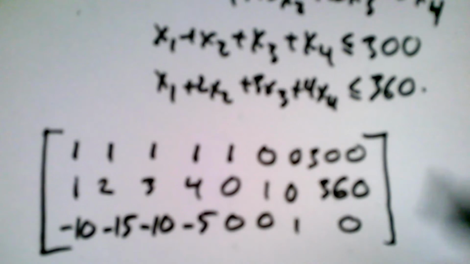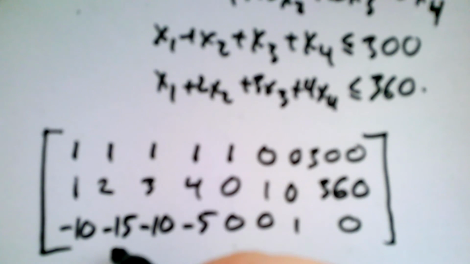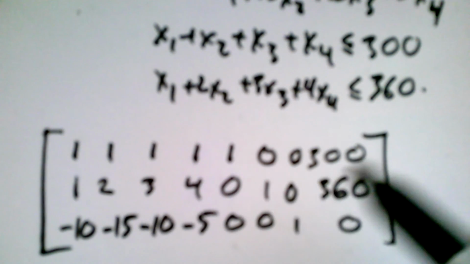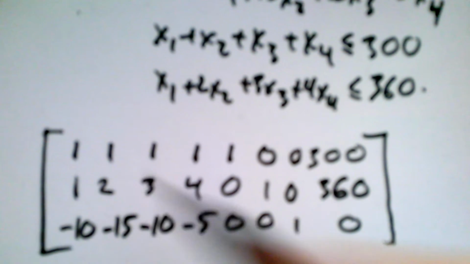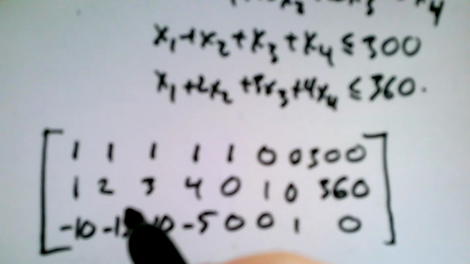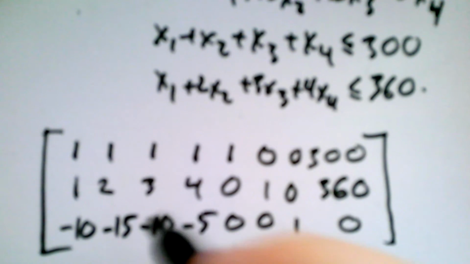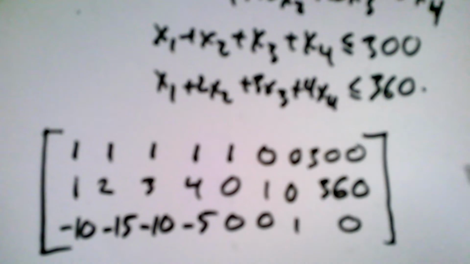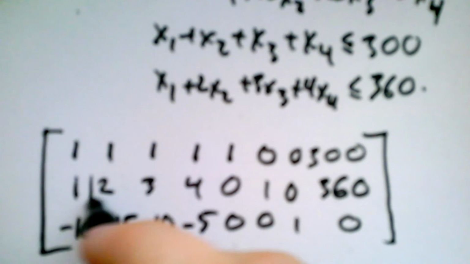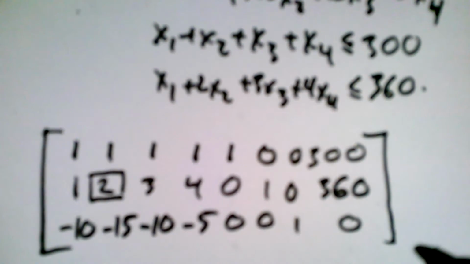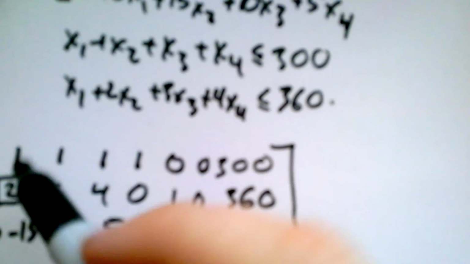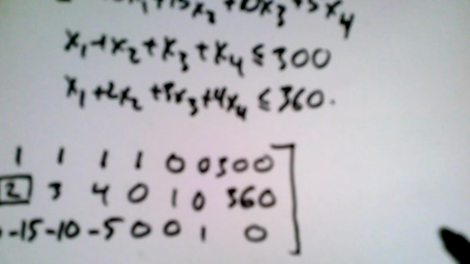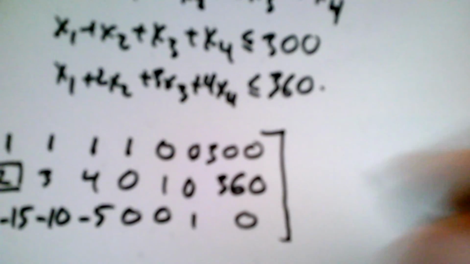From here, we find the most negative, which is -15. And we get 300 over 1, which is 300, and 360 over 2, which is 180. The last one is 0, so we don't care about it. So our 2 is our pivot. We have to get rid of the 1 and the -15.